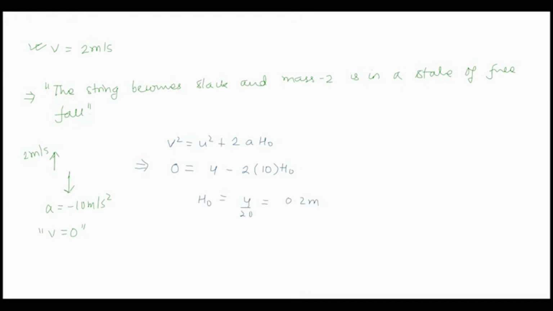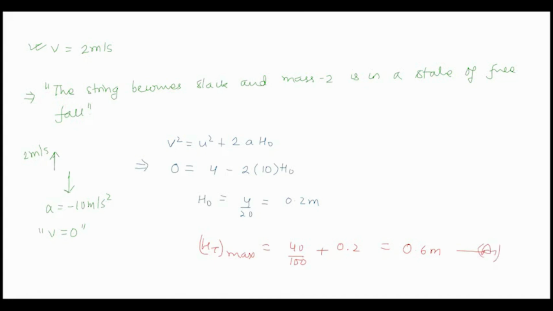So the maximum height attained, h total maximum attained, is equal to 40 centimeter, that is 40 by 100 while traveling in the upward direction, and then 0.2 meter after the string becomes slack. So the total distance or the total maximum height attained is equal to 0.6 meter. So this is going to be the answer for this particular problem.